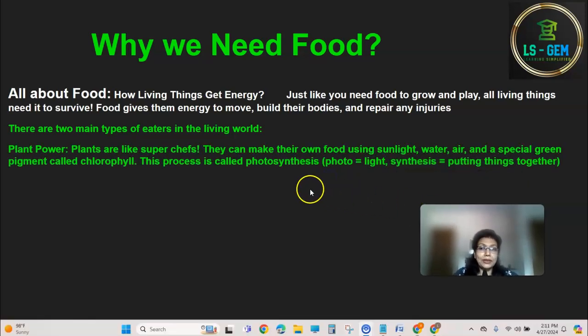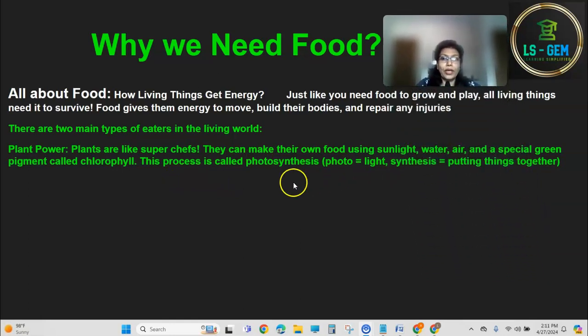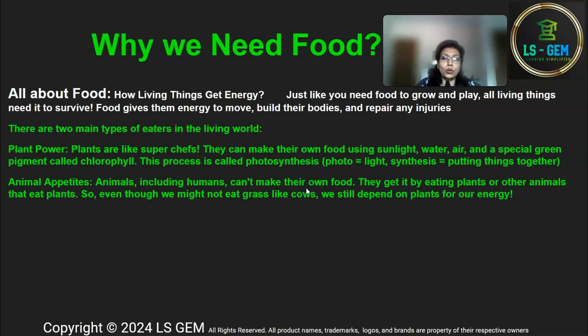One is plants. Plants are like super chefs. They can make their own food using sunlight, water, air and a special green pigment called chlorophyll. So these are the raw material for their food making system. This process is called photosynthesis. Photo means light and synthesis means putting things together.